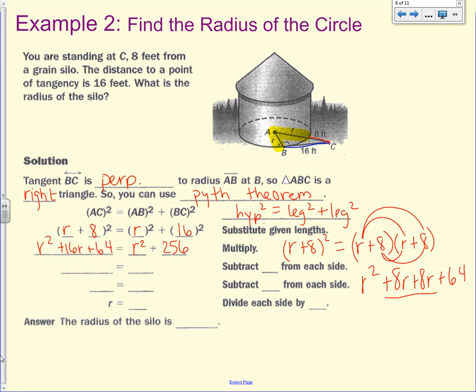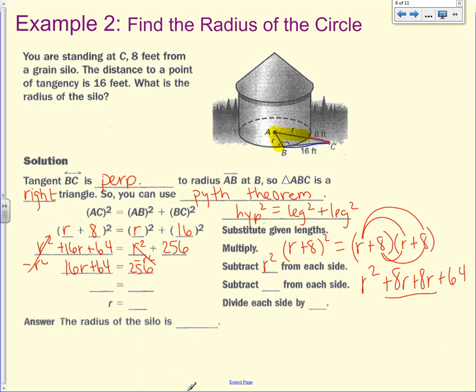And we have plus 64. We're going to subtract r squared from each side. You're not going to have quadratics here, guys. We're going to subtract r squared from each side, so minus r squared, minus r squared. And that leaves me with 16r plus 64 is equal to 256.